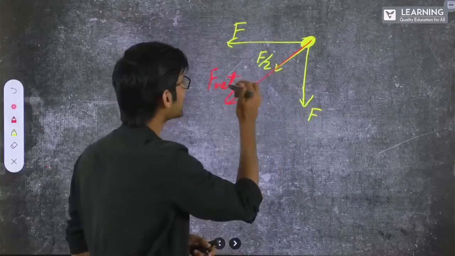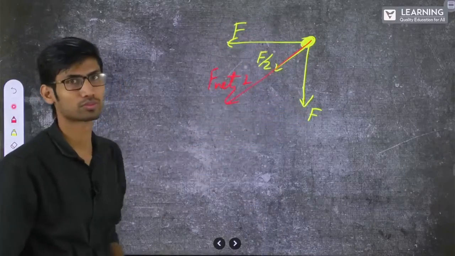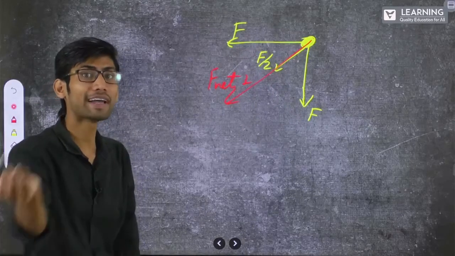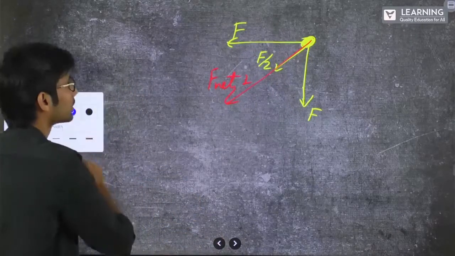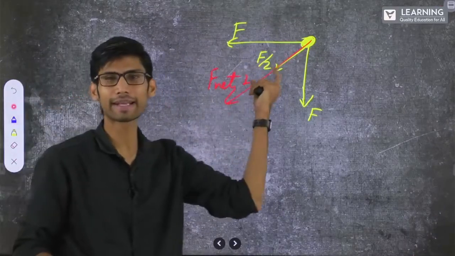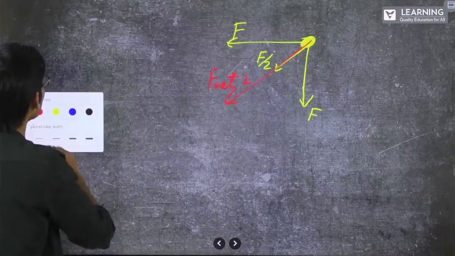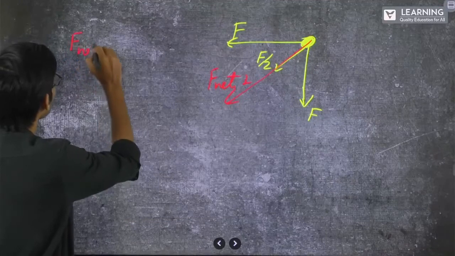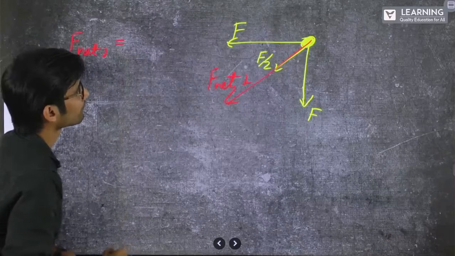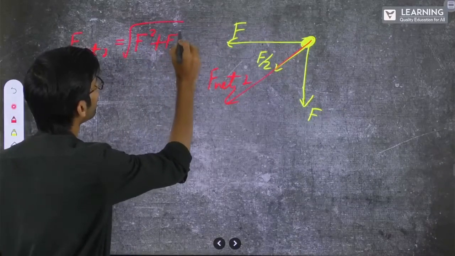Due to these two, let's take F net 1. F net 1 is due to these two. And then F by 2 is also there in this line. So the final F net will be the sum of F net 1 and F by 2. Since they are in the same line, we can just directly add them. First, let's find out F net 1. Root of F square plus F square.